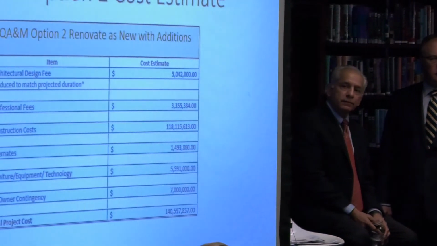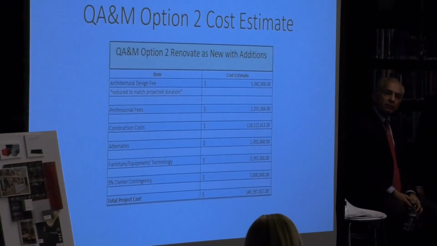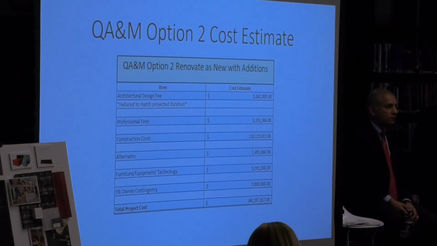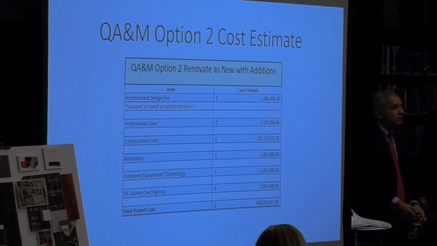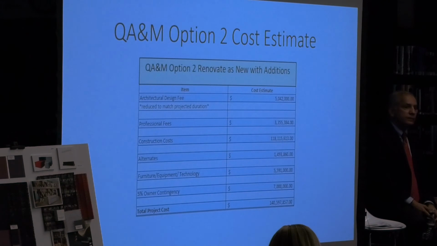Same as prior, you're going to see these numbers are pretty self-explanatory. The architectural fee is dedicated to this firm and is again reduced to match the duration of the project. Professional fees are $3,355,000. The construction cost at this point is $118 million, with alternates at $1.493 million. We kept the same numbers for furniture, equipment, and technology, and 5% owner's contingency.